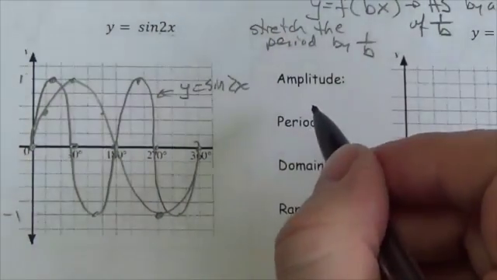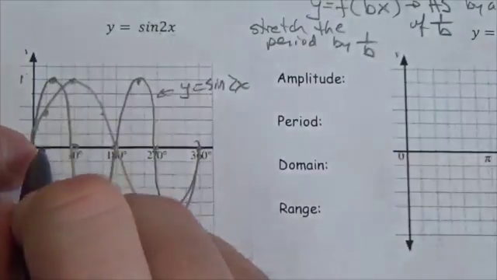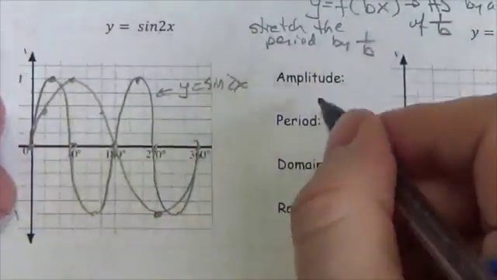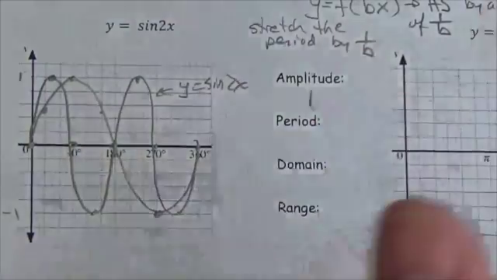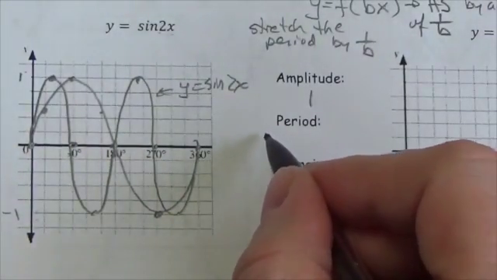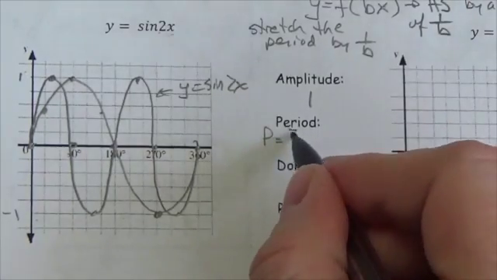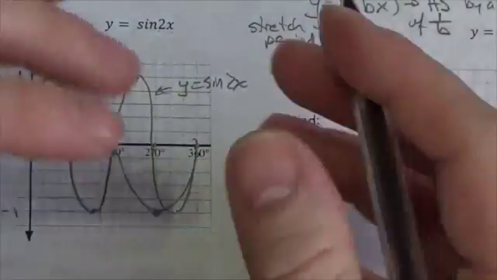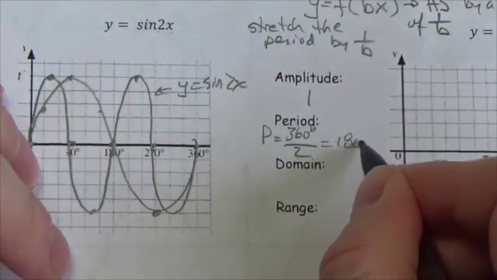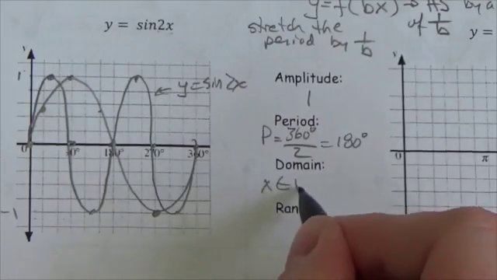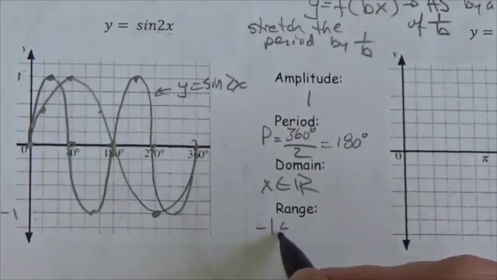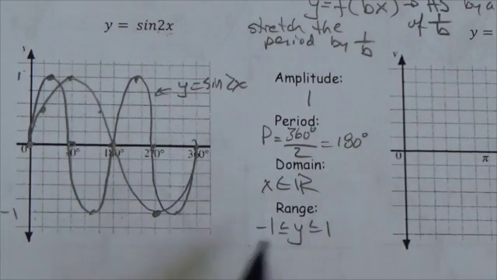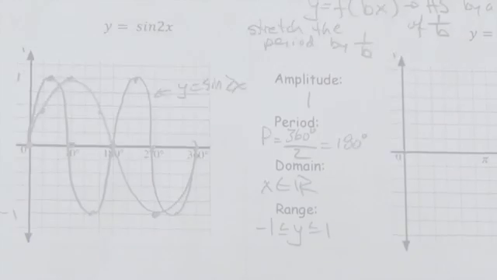Now our amplitude has not changed. The distance from the center line to the maximum, or the minimum to maximum, is still 1. My period, though, has changed. The period here was 360 degrees, but now I'm essentially multiplying it by 1 over 2. I'm stretching it by a factor of 1 over 2. So this becomes 180. The domain, however, is still all real numbers, and the range, again, what we just saw there was a horizontal transformation, not a vertical transformation. So the range is still -1 to 1.